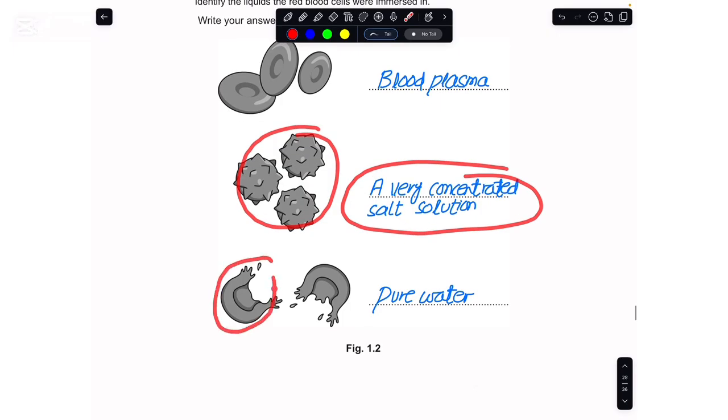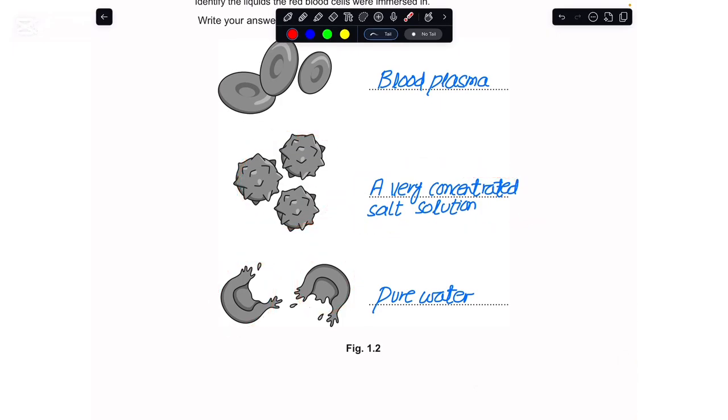And here you see the red blood cells have burst. So this means that here they were placed in pure water. The water moved from the surrounding solution, from the higher water potential to the lower water potential that exists within these red blood cells, and without a cell wall, these red blood cells burst.